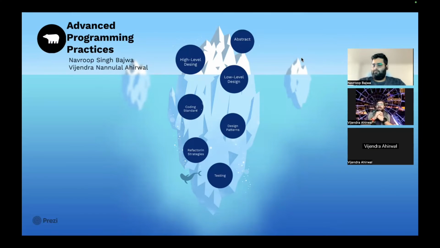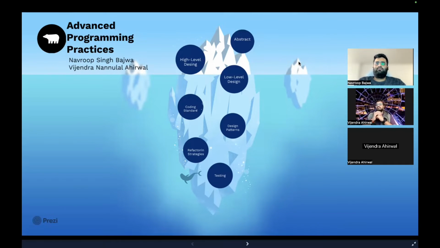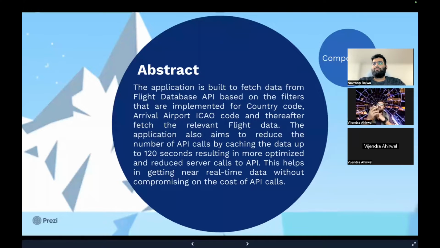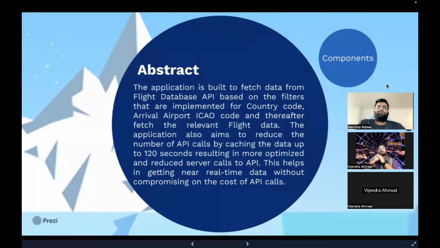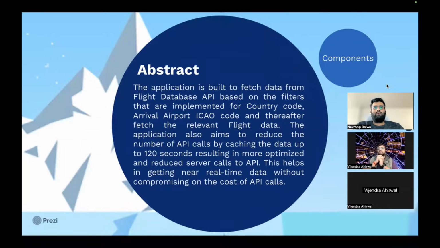Moving forward, the abstract of this project. Okay, so we have fetched the data from a flight database API, and we have filtered the data on the basis of country code and the arrival airport ICAO code. The system fetches the data from it. We provide the input for the country code.